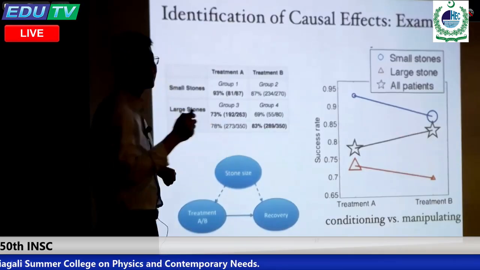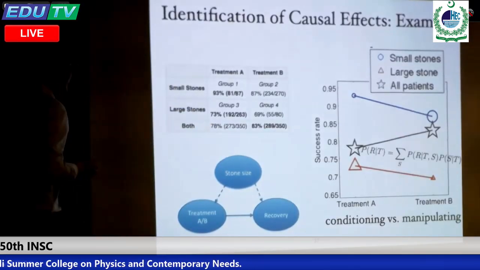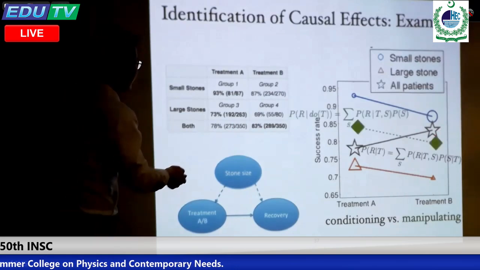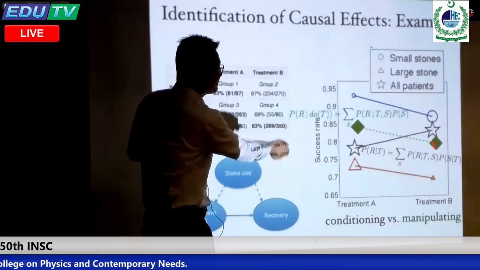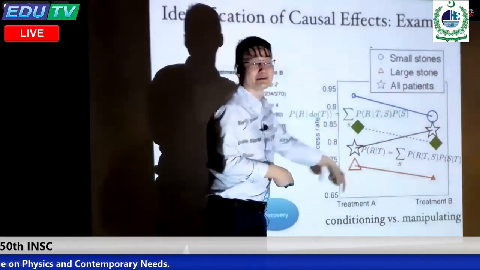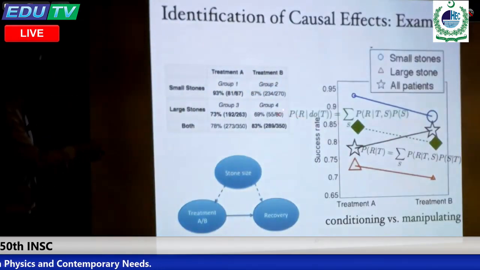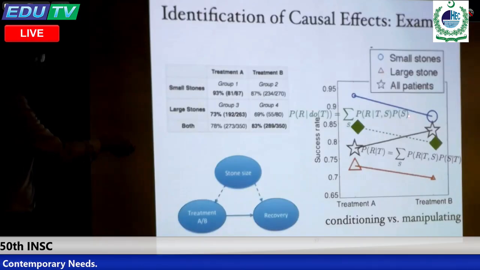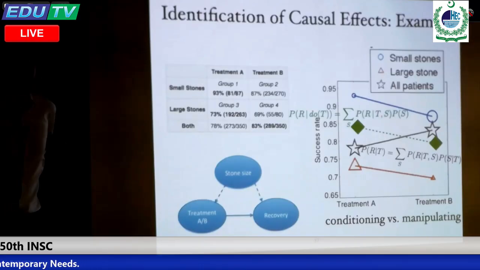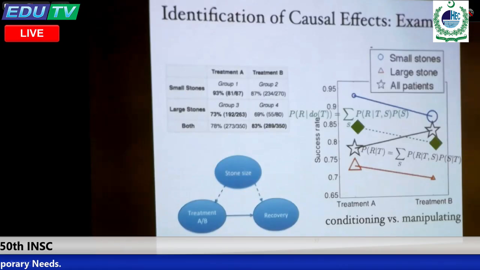This is because I always use the conditional distribution as a weight. Now, if I use the marginal one to consider the weighted sum, then A would be better, as you can see from here. I just replace the probability distribution of stone size given treatment with the probability distribution of stone size. Now you can get the correct answer. So you can see we just follow the definition of intervention and then can identify treatment effect this way. Okay, this is the basic idea.